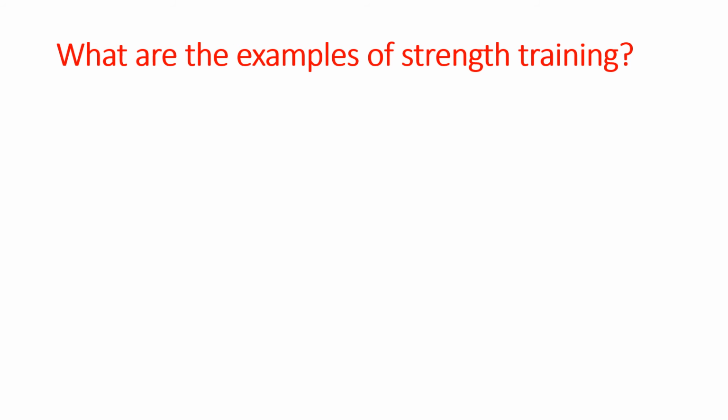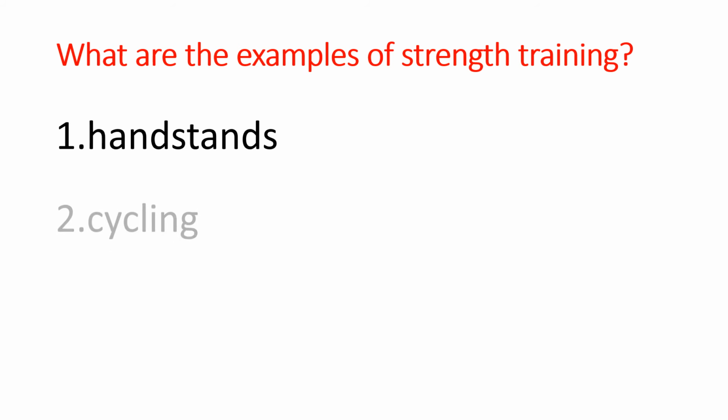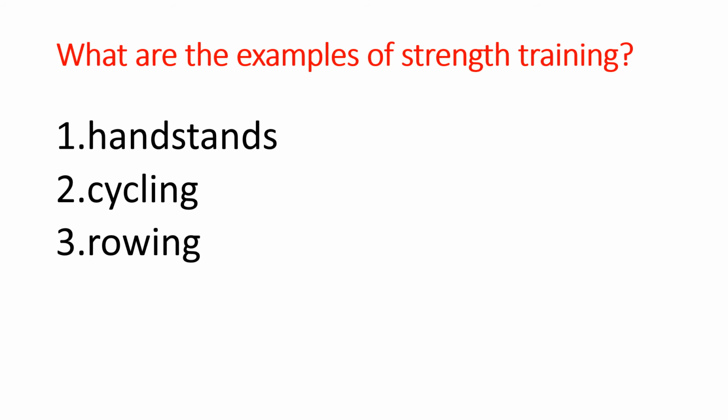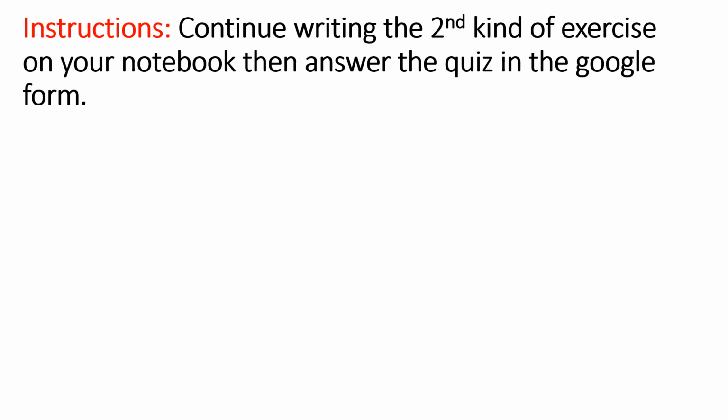Now, can you give me some examples of strength training? Okay, so as mentioned, handstands is considered an example of strength training. Cycling and rowing. So we have three examples of strength training: handstands, cycling, and rowing. Okay?